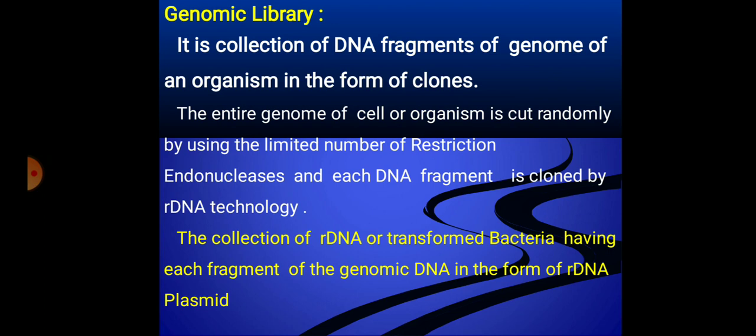Genomic library is a collection of DNA fragments of the genome of a selected organism maintained in the form of clones. The entire genome of a cell or organism is cut randomly by using a limited number of restriction endonucleases. Each DNA fragment is cloned for gene cloning by using rDNA technology.